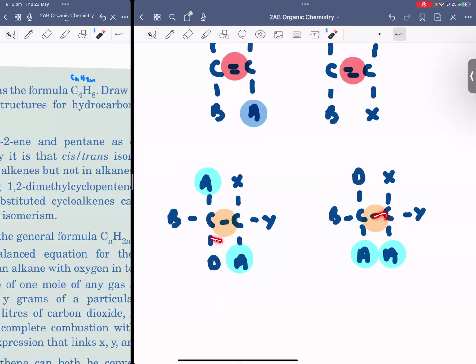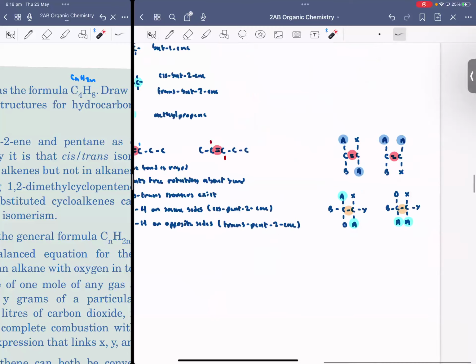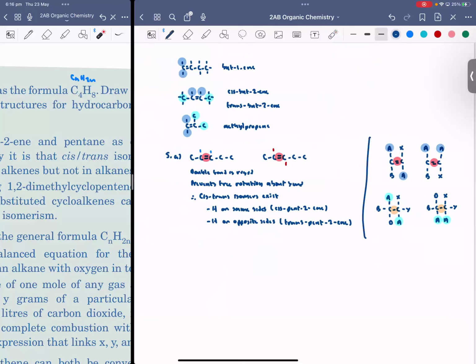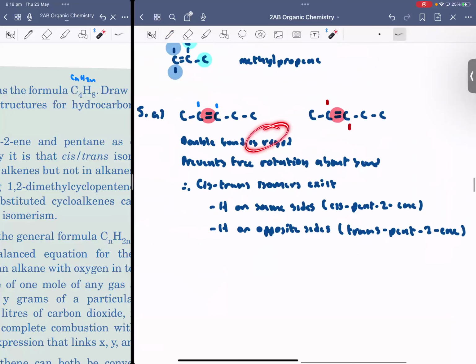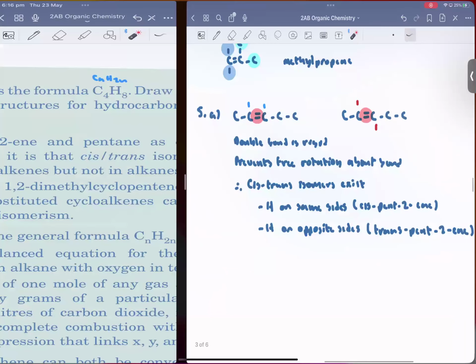So therefore you can't call them two different things because you just twist the molecule here, which is constantly twisting anyway. Okay, that's why alkenes don't have cis trans isomerism, because of that free rotation. The key mark is saying that the double bond is rigid and it prevents free rotation. Okay, let's keep going. That was part A.